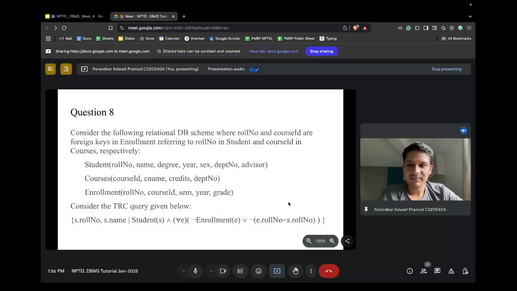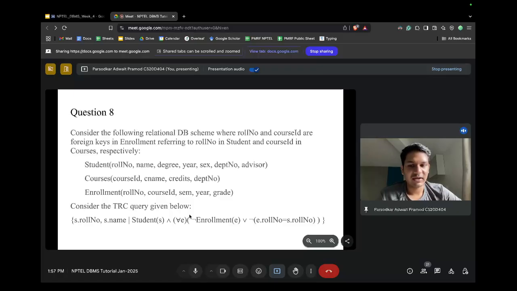So moving to the next question. Consider the following relational database scheme where roll number and course ID are foreign keys in enrollment, referring to roll number in student and course ID in courses respectively. So you have student, which has roll number, which refers to enrollment roll number, and you have course ID, where roll number and course ID are foreign keys in enrollment. Okay. So in enrollment you have roll number that refers to student roll number, and in enrollment you have course ID that refers to course ID in courses.